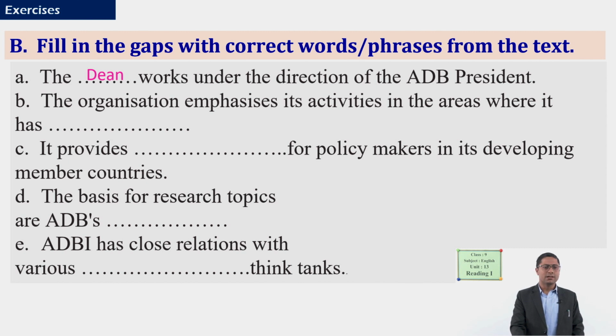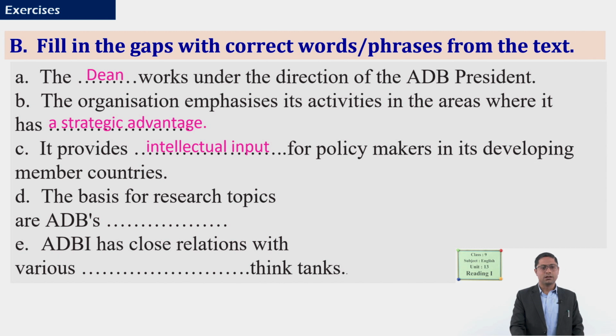Look at number B. The organization emphasizes its activities in the areas where it has, what might be the phrase there or word there? Can you guess? Very good. It is a strategic advantage. The organization emphasizes its activities in the areas where it has a strategic advantage. Number C. It provides blank space for policy makers in its developing member countries. What might be the word there? Very good. It is intellectual input.